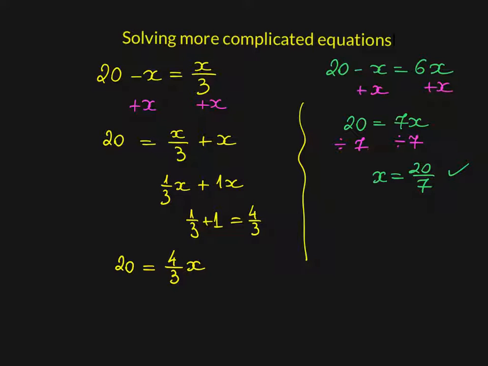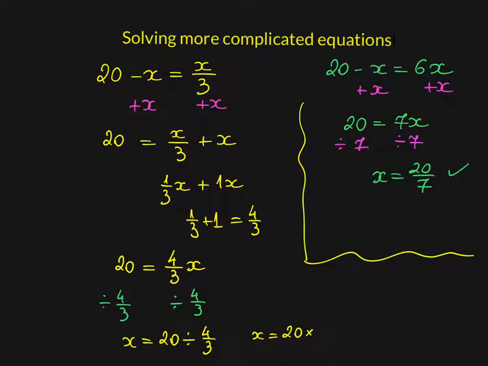Now, if you look at that equation, if I had 7x, I need to divide by 7 to obtain 1x. Therefore, I will need to divide by 4 over 3 to obtain 1x on both sides. So x is going to be 20 divided by 4 over 3, and that will be your final answer. Of course, you can put it in your calculator, or you can continue.